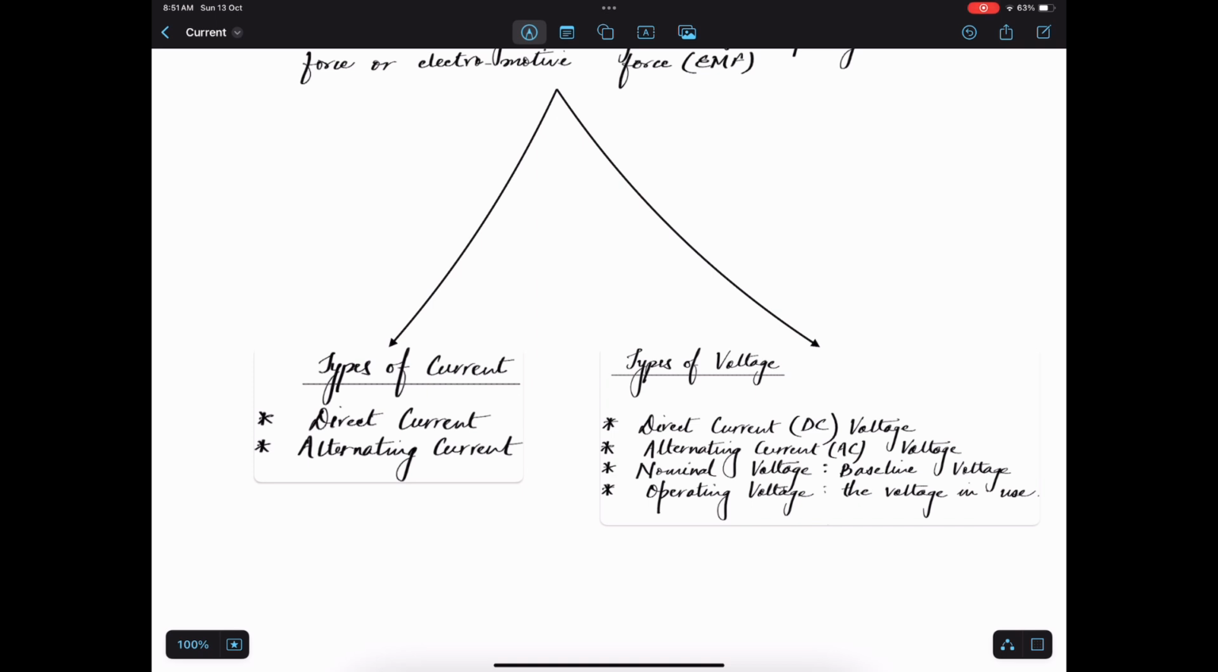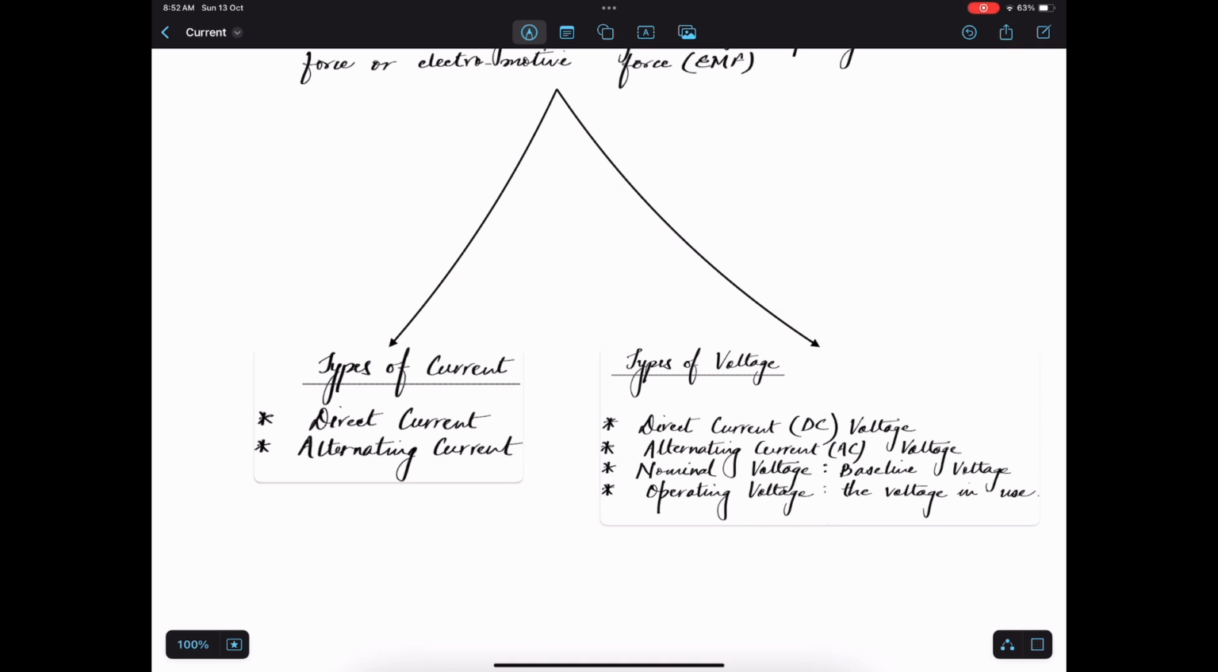And then there are two different voltages, these are not types of voltage, that come with a system. When you design a system, you will see these two voltages. One is the nominal voltage, which is the baseline voltage used as a reference everywhere. And the second is the operating voltage, which is in use.